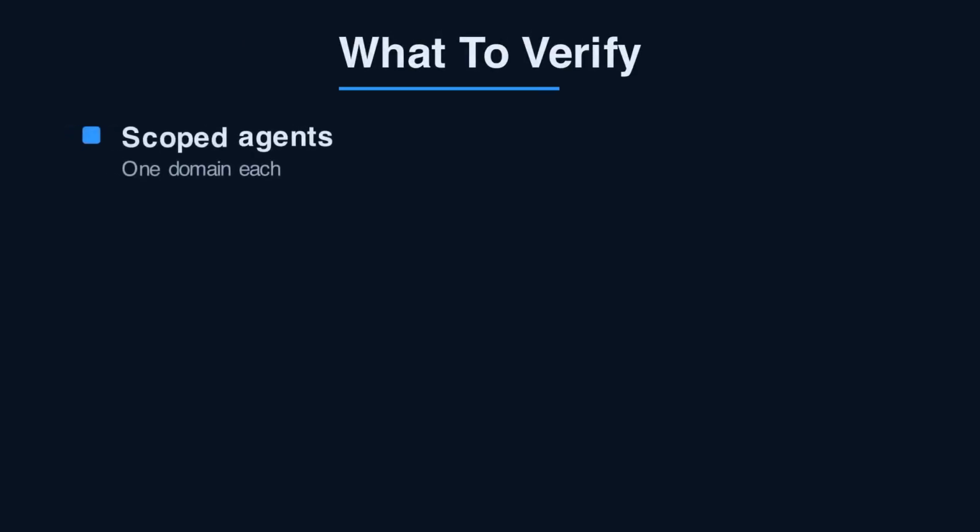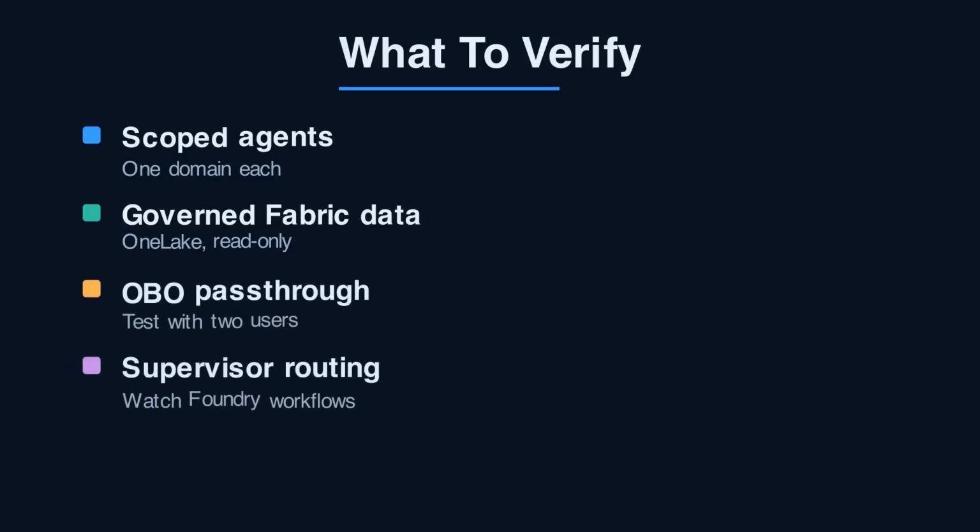Recap the build. Scope agents per department, never one all-access agent. Give each a Fabric data agent over governed OneLake. Confirm on behalf of pass-through so queries run as the user. Let the supervisor route by name and description, and watch for Foundry workflows next.